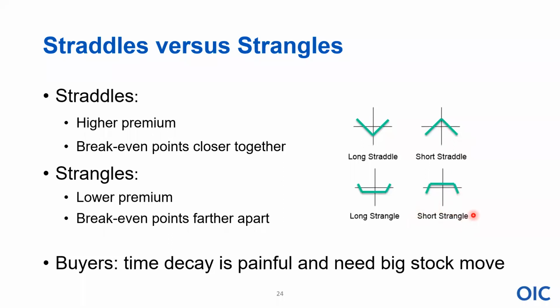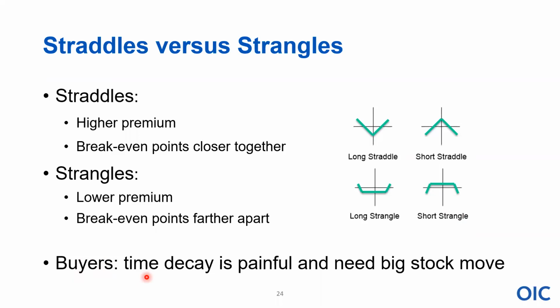And the short strangle, similarly, many of you may already know that by buying a put down here and by buying a call up here to protect from all of that potential risk, you have turned the short strangle into an iron condor. And that is a very popular strategy that option sellers like to use.